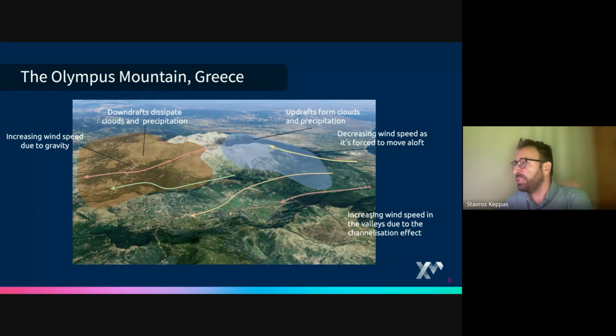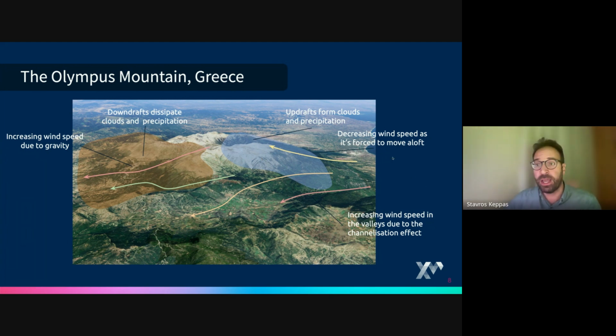And this is another case of a quite complex topography. Let's say this is the Mount Olympus in Greece, and you can see that the flows can be really different in the different parts of this mountain. So the wind speed will decrease when it is forced to move aloft, but this leads to the formation of clouds. So we have updrafts, then we have clouds, and we have more precipitation.